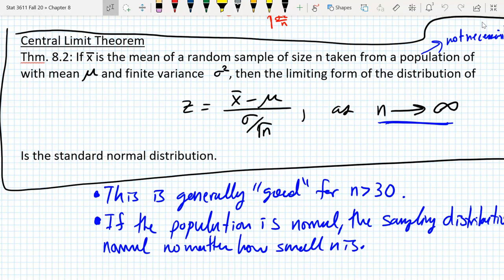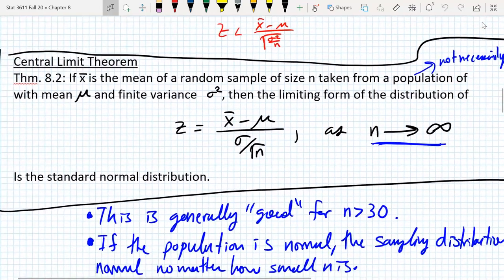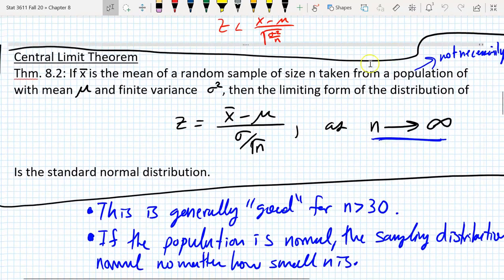If x bar is the sample mean, the mean of a random sample of size n taken from a population, the limiting form of the distribution of x bar minus mu over sigma over root n is the standard normal distribution. The important thing is that x bar follows a normal distribution, which once we subtract the mean and divide by its standard deviation becomes standard normal. And this is true for populations that are not necessarily normal.